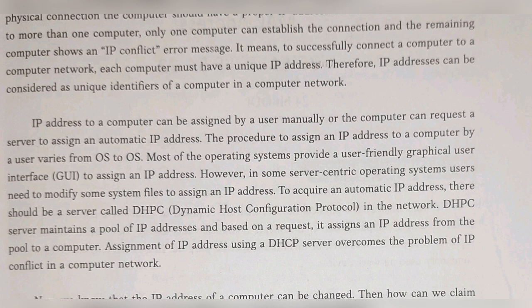But when the number of computers is very large, suppose in an office there are 500 computers, then it will be very difficult to assign each computer a unique address. Sometimes there can even be a conflict. Conflict means two computers might have the same IP. To overcome this problem, we have DHCP. The server will dynamically assign IPs to the computers.